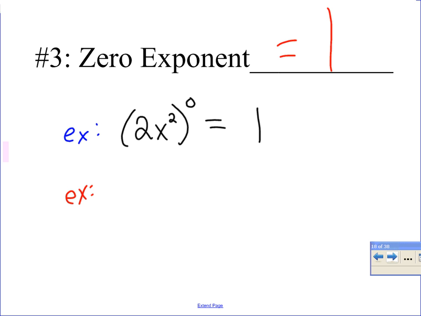Okay, second example for this one is 4 to the 0 times x to the third. 4 to the 0 times x to the third. Well, good. How'd you get that?